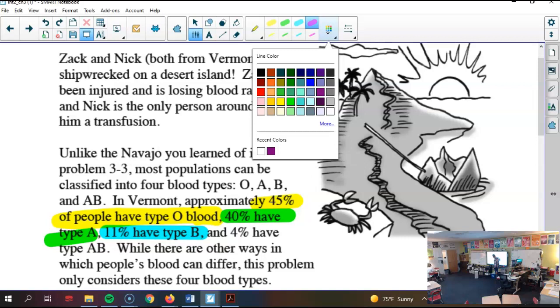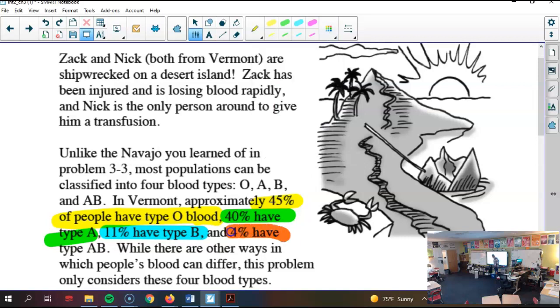I don't know what color to use. Orange. 4% have type AB. So Zach doesn't have AB.